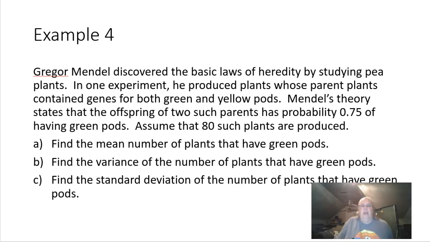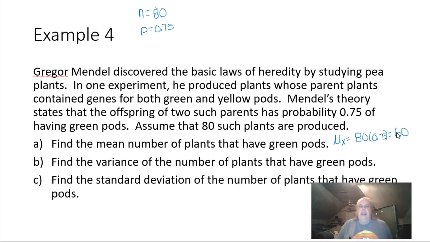Okay, let's look at the things that we know. Our number of trials is 80, and our probability of success is 0.75. Now, if we want to find the mean, which is mu x, remember the formula is n times p. Well, n is 80, and p is 0.75. So if we put this into our handy-dandy calculator, that's going to give us 60. So the mean is 60.